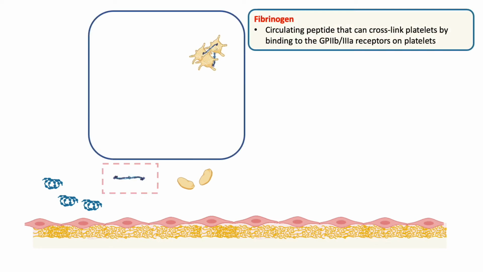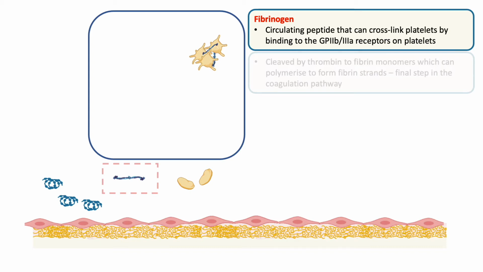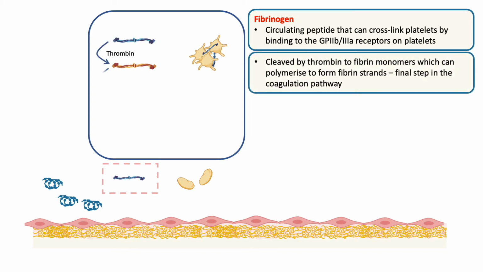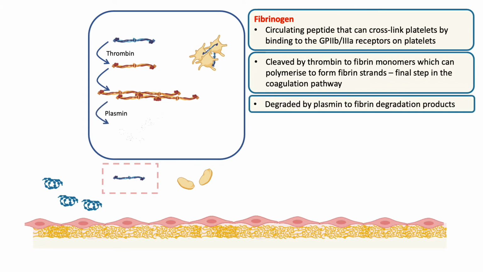Fibrinogen is the next player in primary hemostasis. It is a circulating peptide that can cross-link platelets by binding to the GP2b-3a receptors on platelets. Fibrinogen can be cleaved to fibrin monomers that can polymerize to form fibrin strands, which is the culminative step as far as the coagulation pathway is concerned.